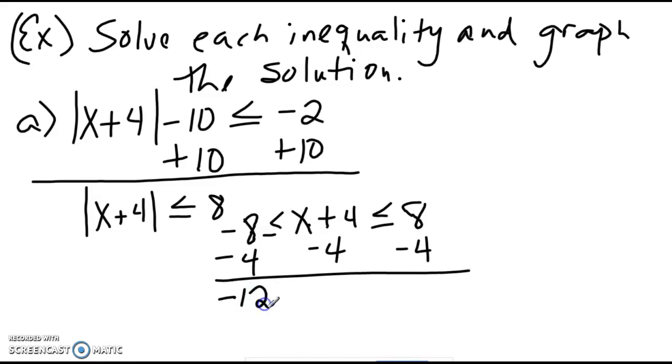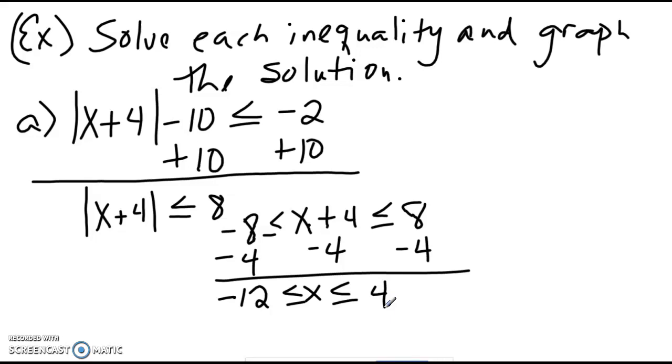And I'm going to get a negative 12. I have x by itself in the middle, and I have 4 on the right. So I could read this as x is in between a negative 12 and 4, inclusive. And the inclusive means the equal sign.